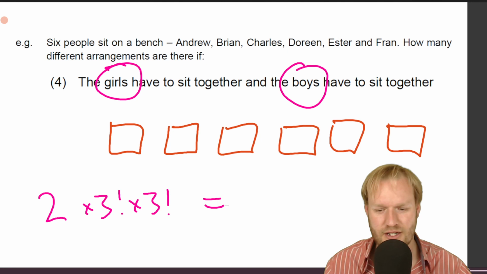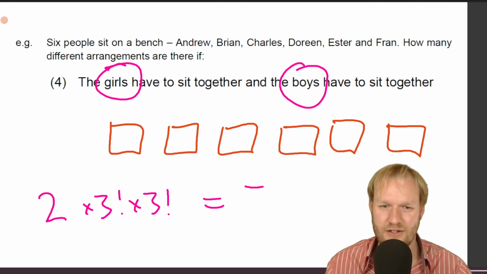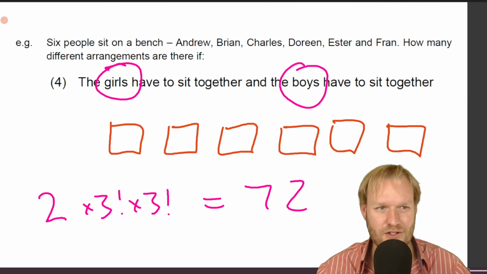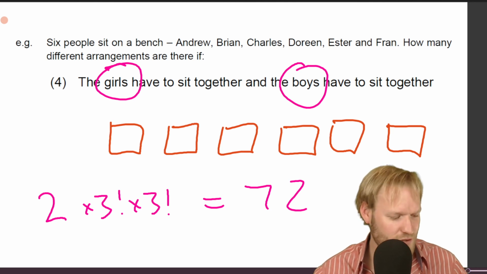So there's our calculation, and into the calculator it goes. 2 times 3 times 3 factorial, and I get 72 ways. So on that note, I think we head back.